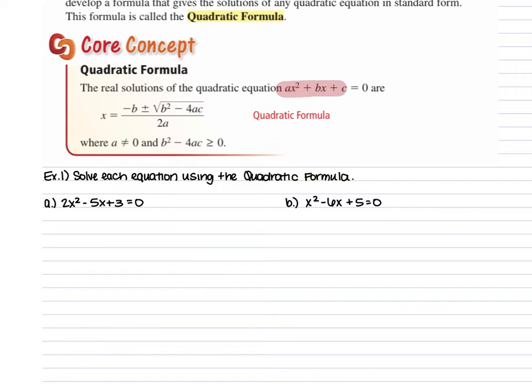trinomial that they give us on how we get this x is equal to negative b plus or minus the square root of b squared minus 4 times a times c all over 2 times a. We're using the a, the b, and the c from that trinomial. So your a is your coefficient of the x squared, your b is the coefficient of x, and your c is your constant. So what I would do with all of these is I would identify your a, your b, and your c to begin with.